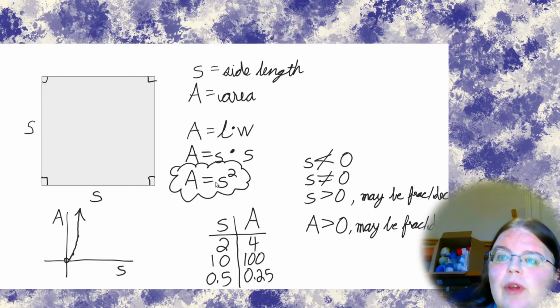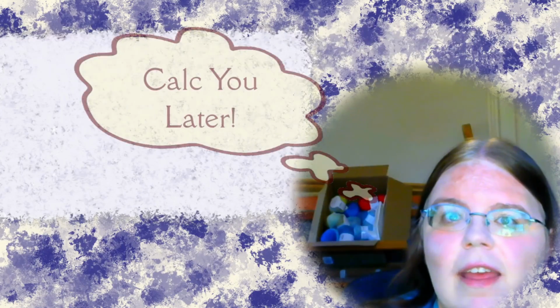So that is how you can represent a relationship between two variables in some different ways: by using an equation and the constraints on the variables, by making a table, or by making a graph. And that's really all there is to it, and it can be useful for a lot of different kinds of quantities. Calculator!